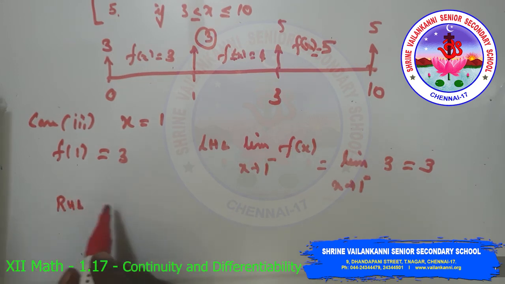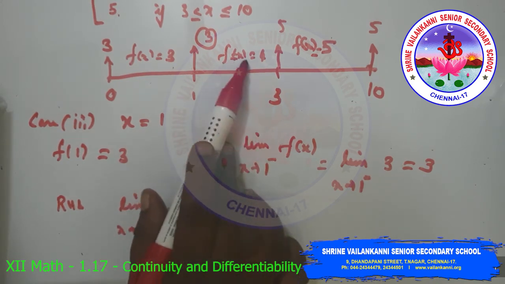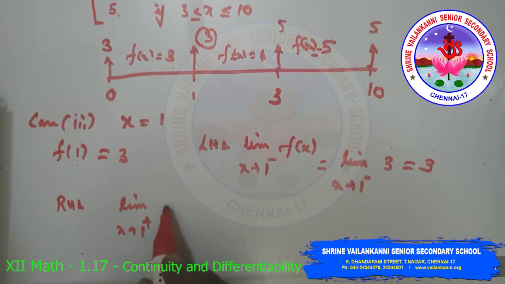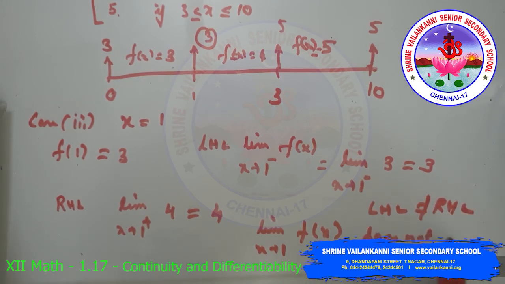And right hand limit, x tends to 1 plus. To the right of 1 we have f of x defined to be 4, so limit x tends to 1 plus is equal to 4. Here we have 3 different values. So LHL is not equal to RHL, so the limit does not exist. Hence we can say that it is discontinuous at x equal to 1.